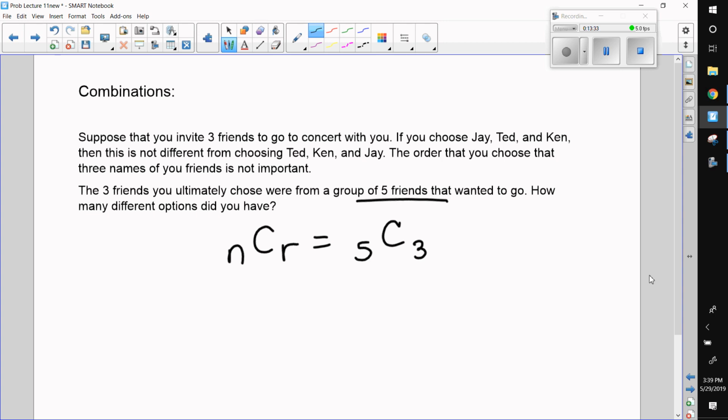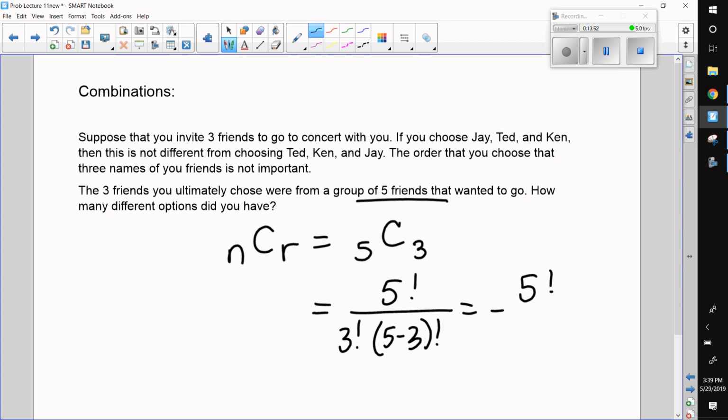Okay, so this is still your bigger value in front, just like with the permutations. And you can put this right into your calculator. Technically, the formula says that it's 5 factorial over 3 factorial times 5 minus 3 factorial, which would be 5 factorial over 3 factorial times 2 factorial. And we would have to do all of this out. But you should be able to do this in your calculator and get the fact that there were 10 combinations that you could have had.